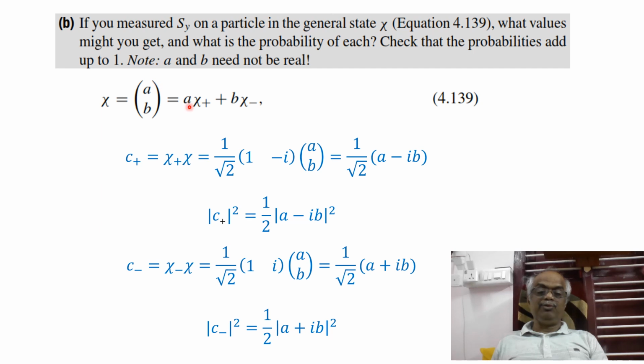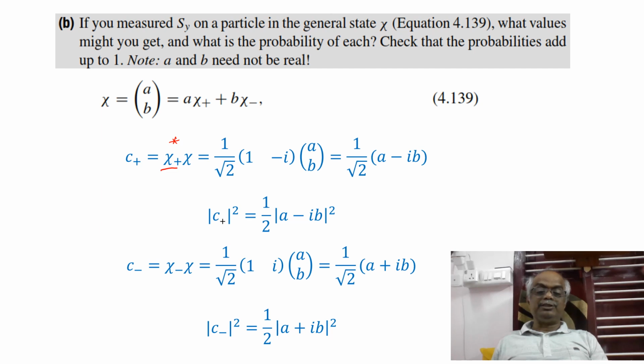Now, just now we have seen what chi plus and chi minus are. Now you try to find the probability amplitude for the spin up condition. I am labeling it as C plus, which is equal to chi sub plus chi. In this, the first one is the complex conjugate, and the second you will take as it is.